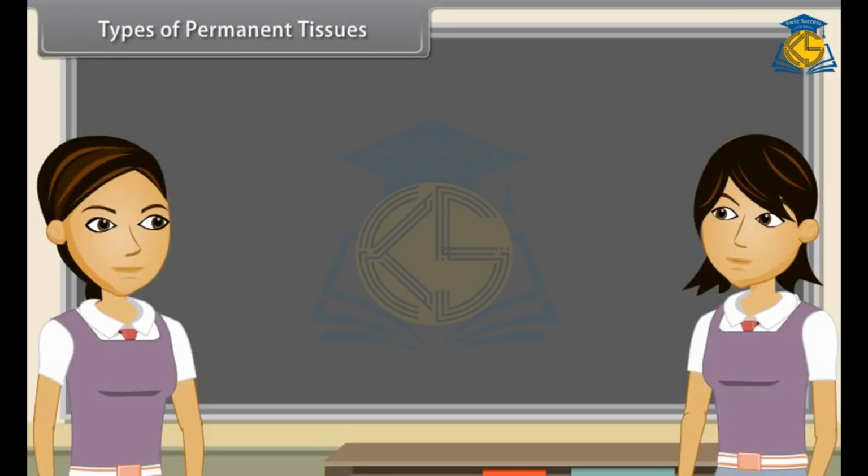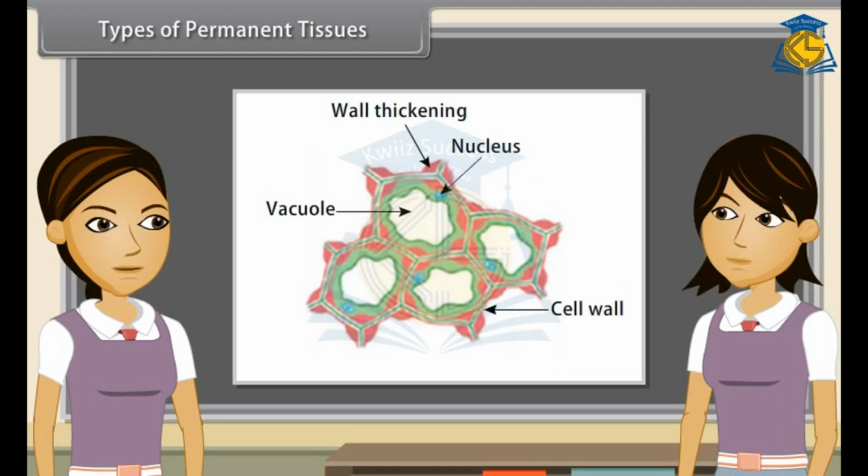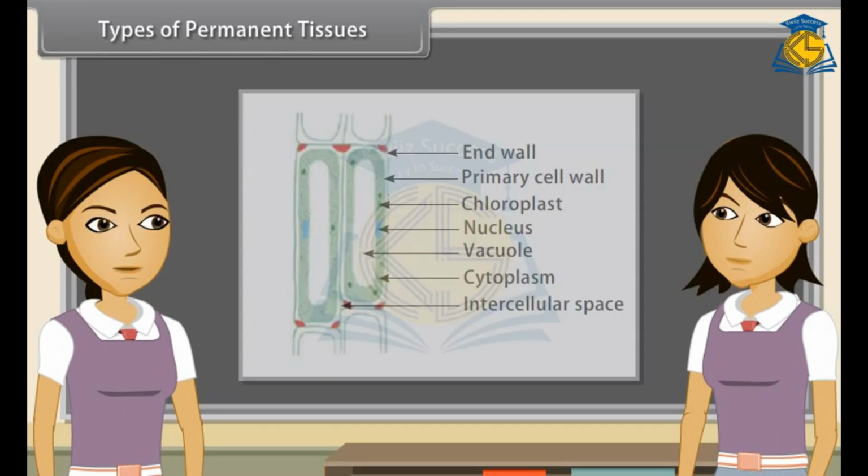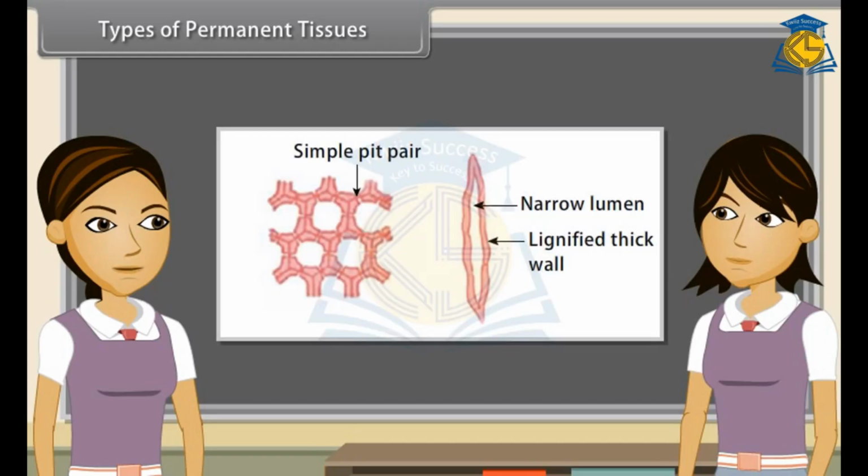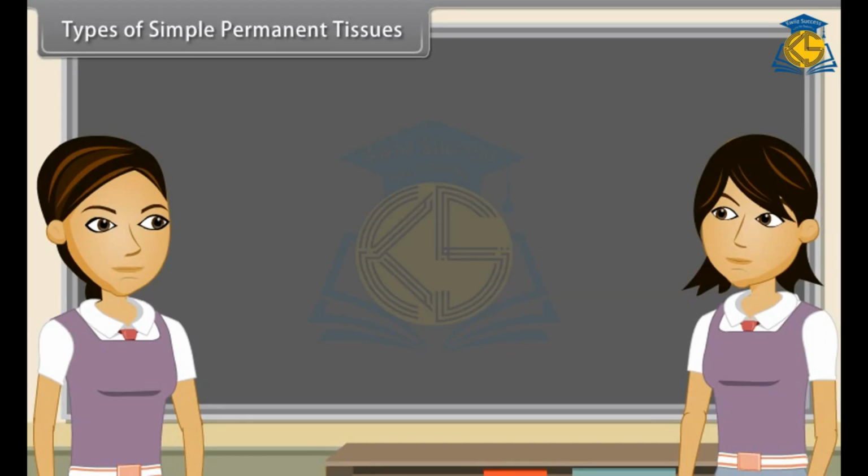Types of permanent tissues. Permanent tissues are of two types on the basis of nature of cell: simple permanent tissues and complex permanent tissues. Simple permanent tissues are composed of cells which are functionally and structurally similar. Types of simple permanent tissues.